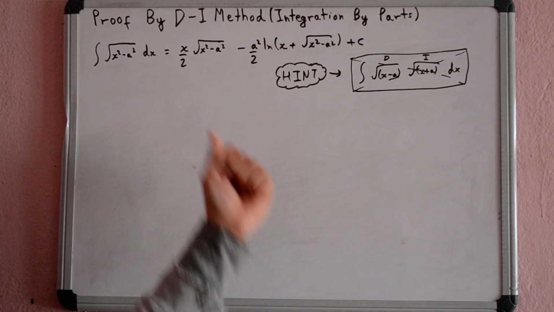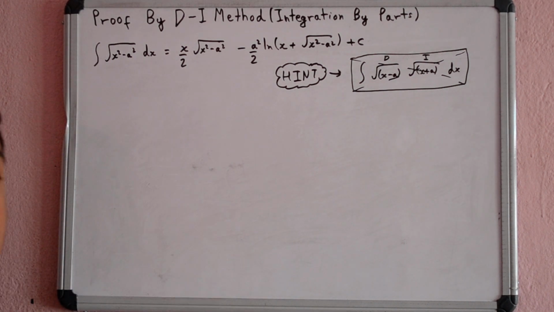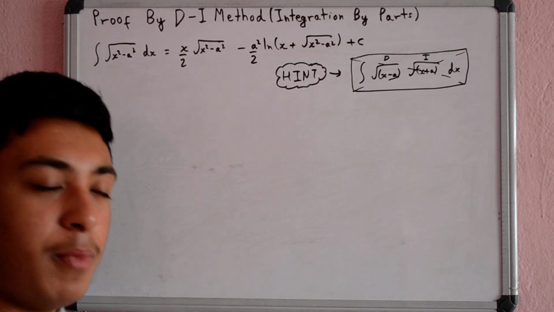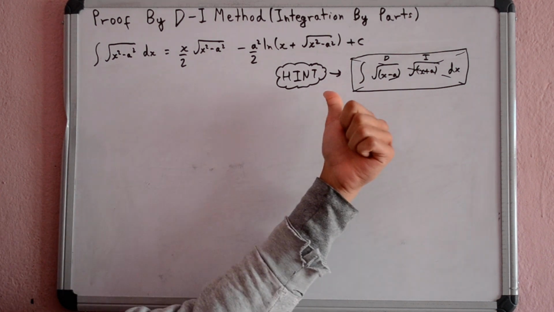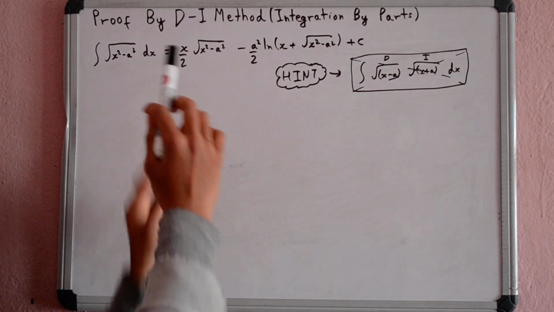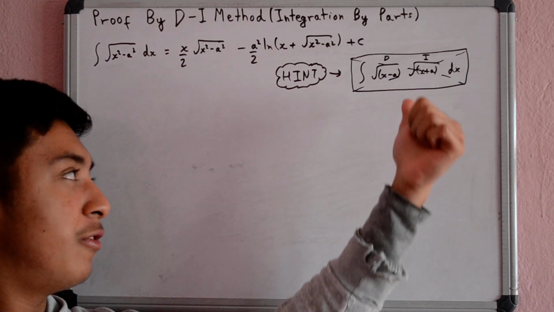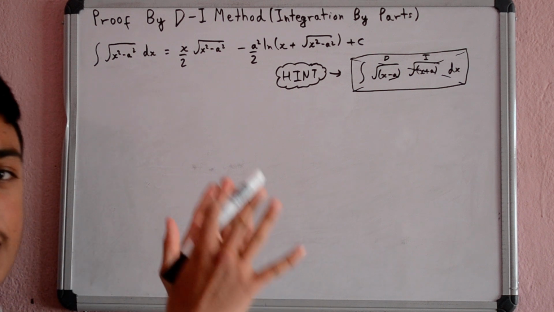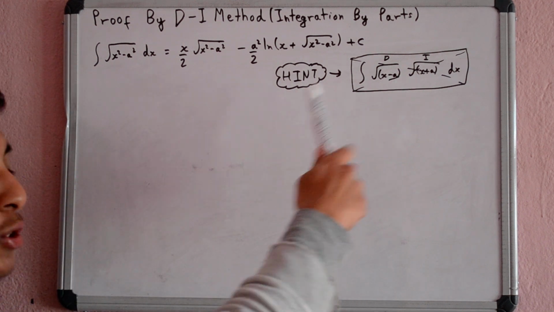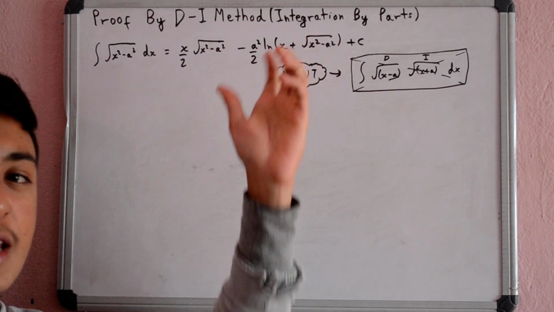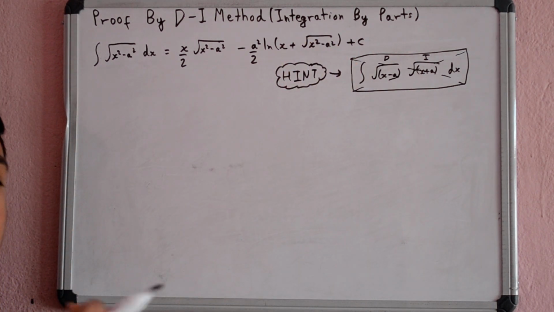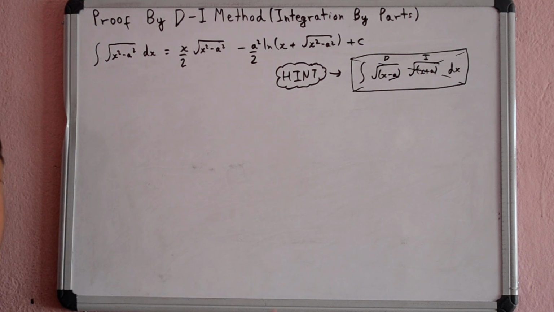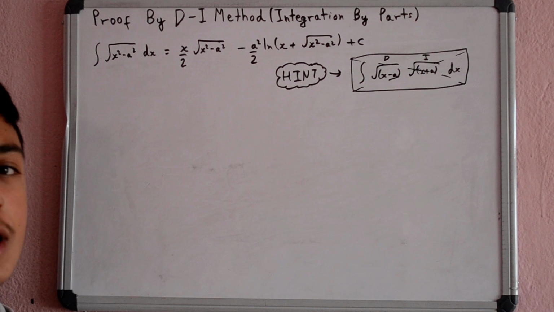Hello guys, let's prove the standard formula for the integral of root x square minus a square dx by using the DI method or integration by parts. I've given a similar hint to my previous video on a square minus x square: do not write x square minus a square as x minus a into x plus a, but you can try it if you want, although it will get very lengthy and complex. You can try it on your own, and if you want to do this in your own way, you can as well. You can pause the video, and I'm going to start right now.